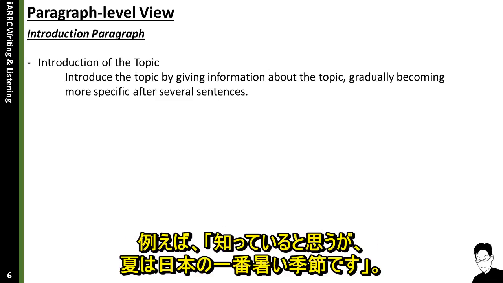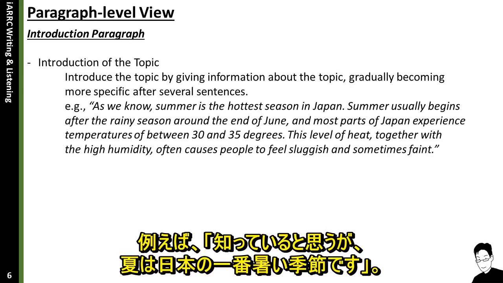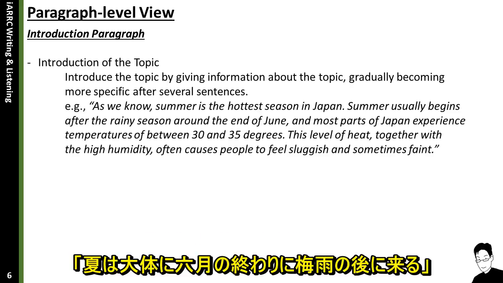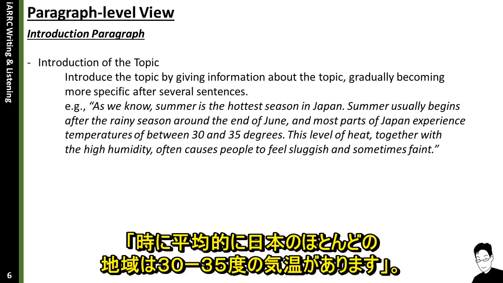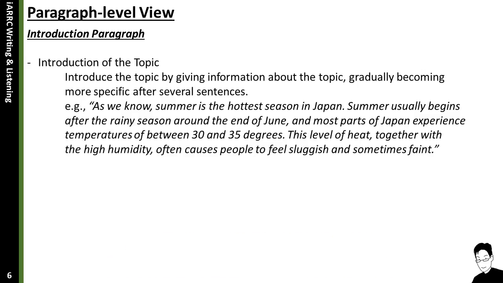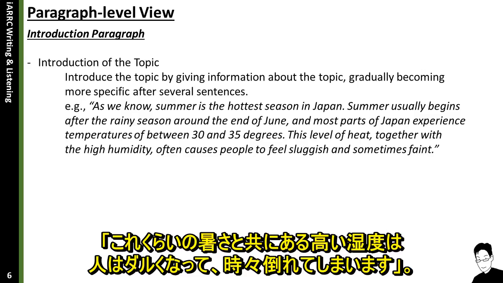For example, as we know, summer is the hottest season in Japan. Summer usually begins after the rainy season around the end of June, and most parts of Japan experience temperatures of between 30 and 35 degrees. This level of heat, together with the high humidity, often causes people to feel sluggish and sometimes faint.